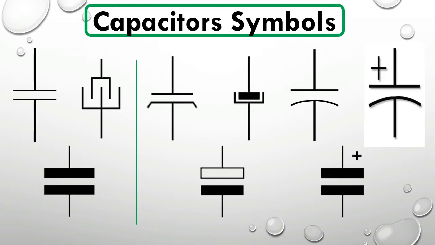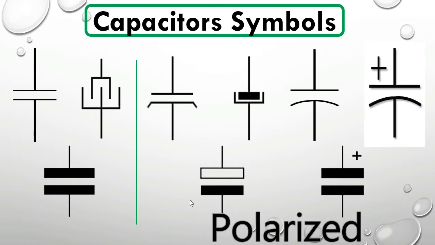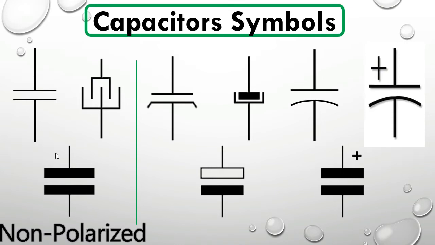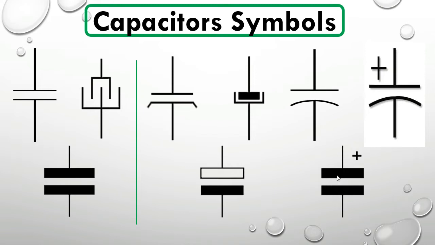Hello everyone. So in this video we're going to see the capacitor symbols. As you can see here, we have many symbols. These six symbols are for polarized capacitors, and these three symbols are for non-polarized capacitors. For a polarized capacitor it has the plus and minus, so you can find this kind of symbol.